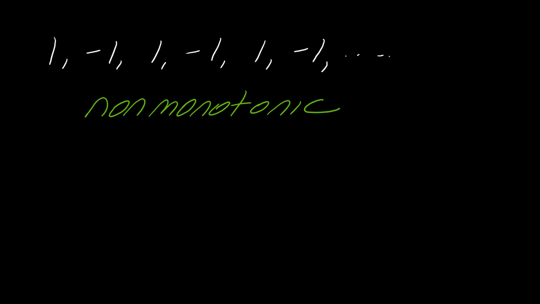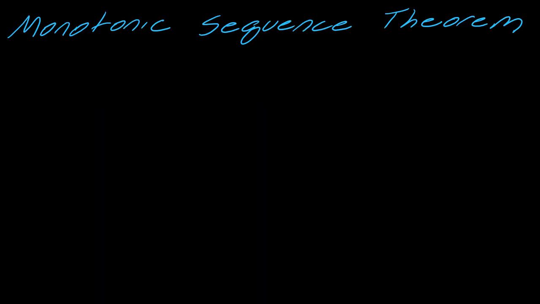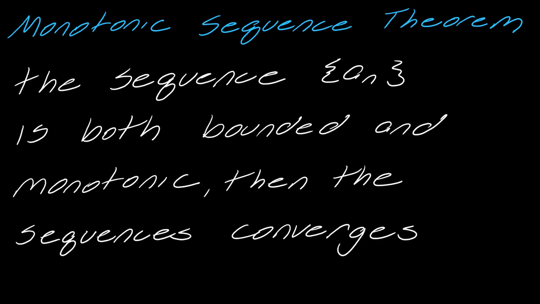Sorry, my bad. Okay, so the last thing that I want to talk about is called the monotonic sequence theorem. This says that if the sequence a sub n is both bounded and monotonic, then the sequence converges. This is a really handy thing to note. If you have a sequence that you can figure out is bounded and monotonic, then boom, you know it converges by this theorem.